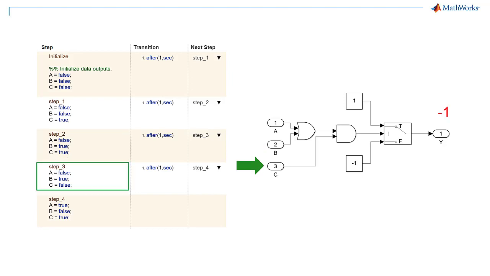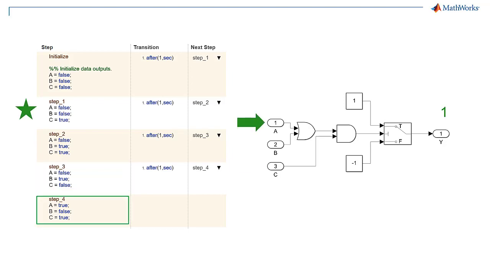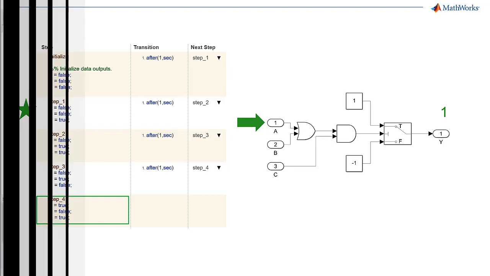In step 3, let's demonstrate how input C independently affects output Y. We can do this by setting input C to false. This will set output Y to -1. The only remaining step is to demonstrate how input A independently affects output Y. To do this, let's set input A to true and input B to false. This will set output Y to 1. When combined with step 1, this demonstrates how input A independently affects the output.